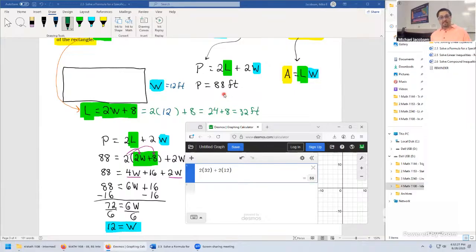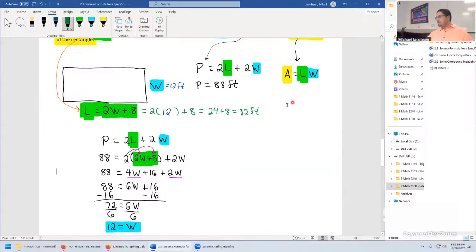So that means we have a consistent problem. There's only one way to get perimeter 88 with these two relationships. Length is twice the width plus 8. So now that tells us we're on the right track. Here's where our solution to the problem is going to end up.